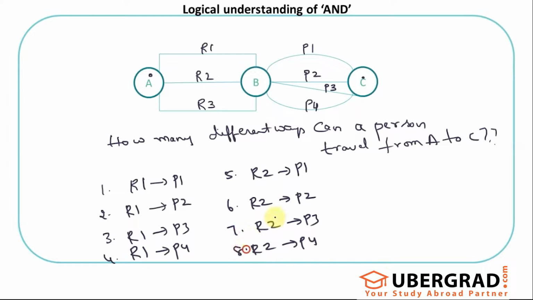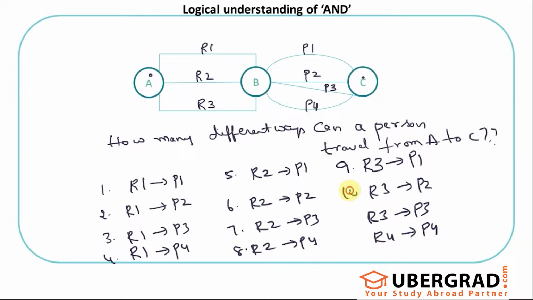And then I can go from A to B by taking road 3 and complete the journey to C by taking path 1, road 3 path 2, road 3 path 3 and road 3 path 4. Altogether I have 12 different routes that any person can take to start from A and reach town C.